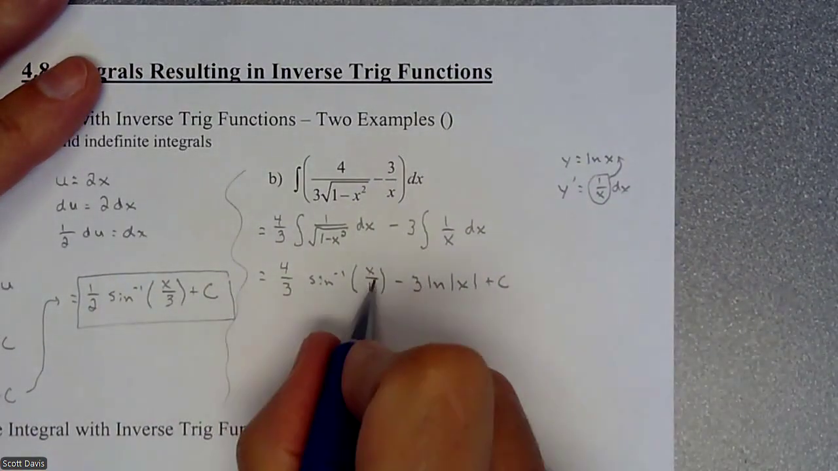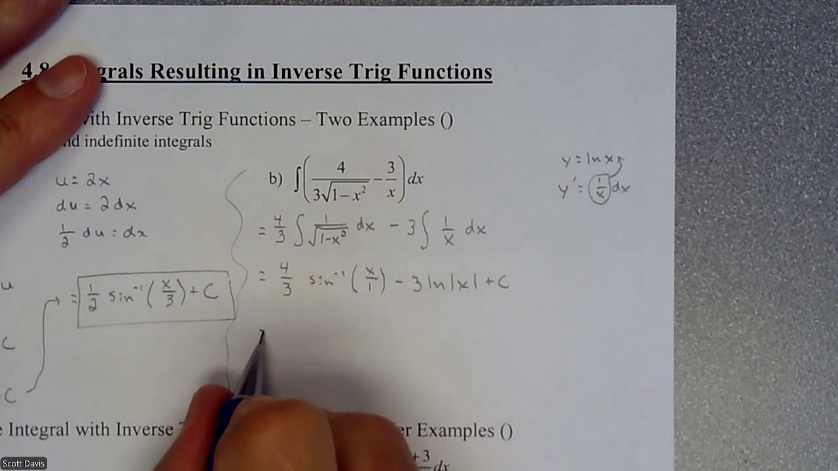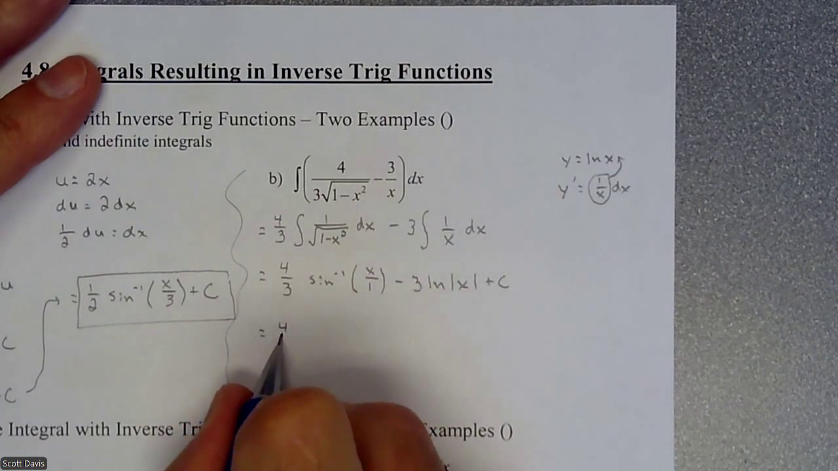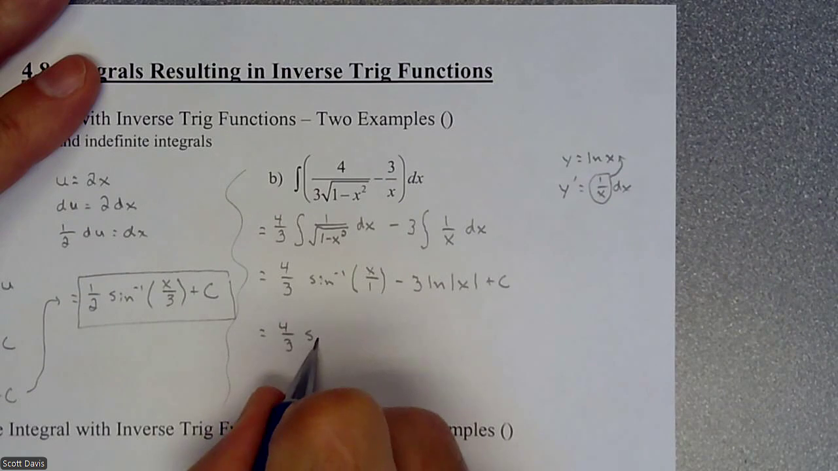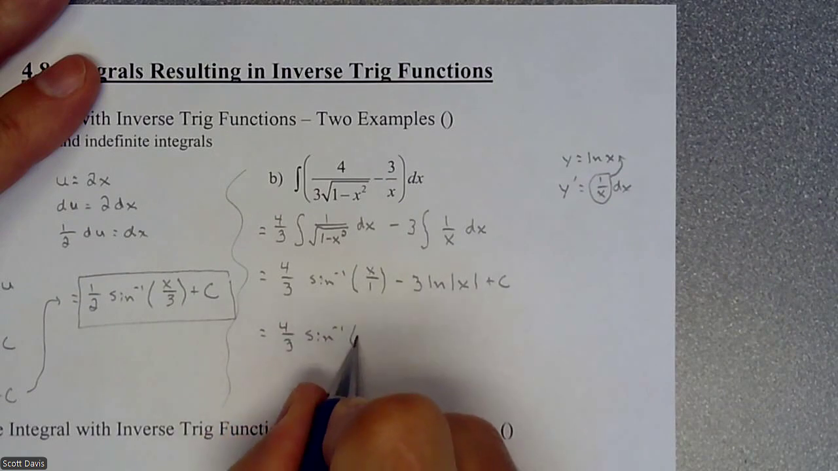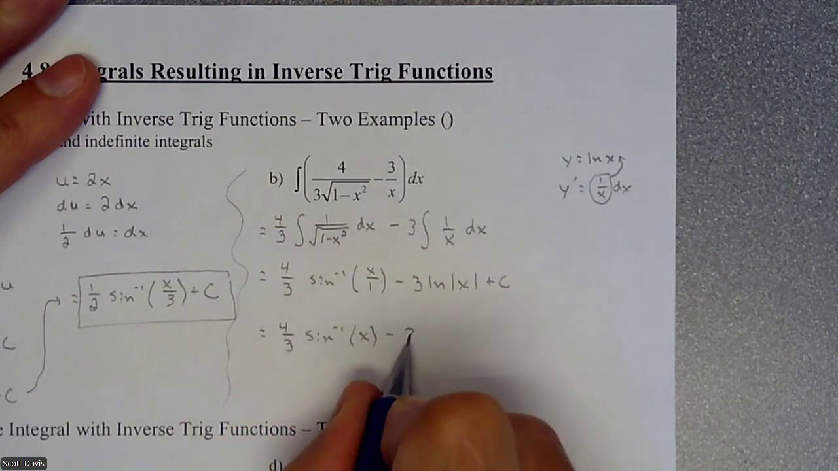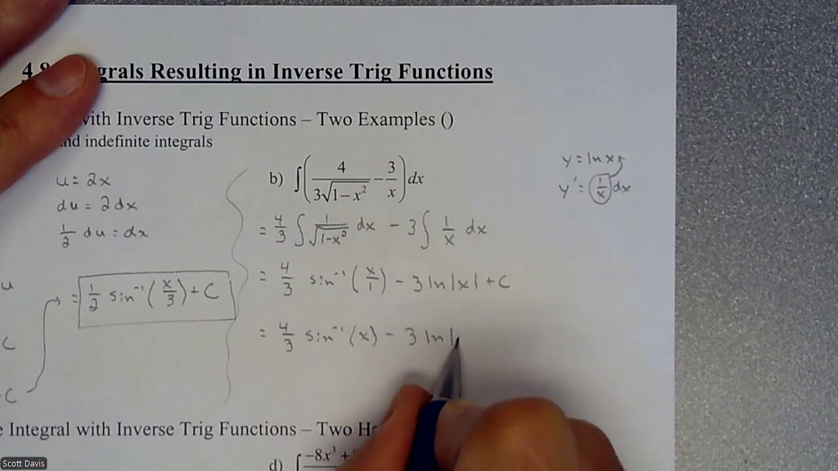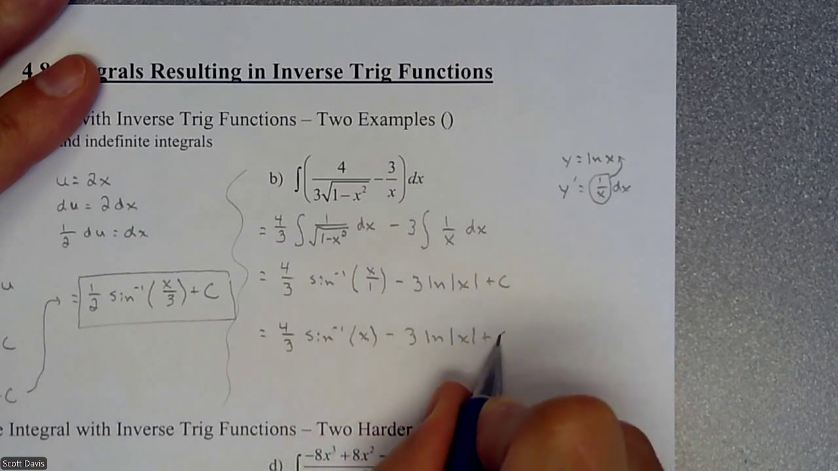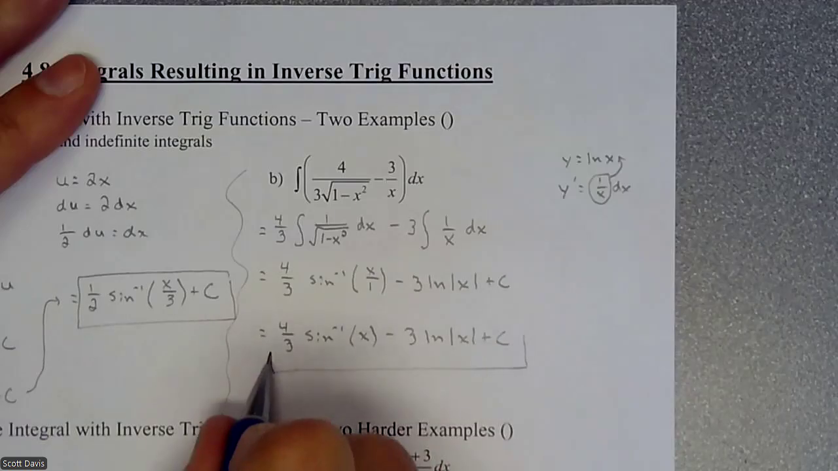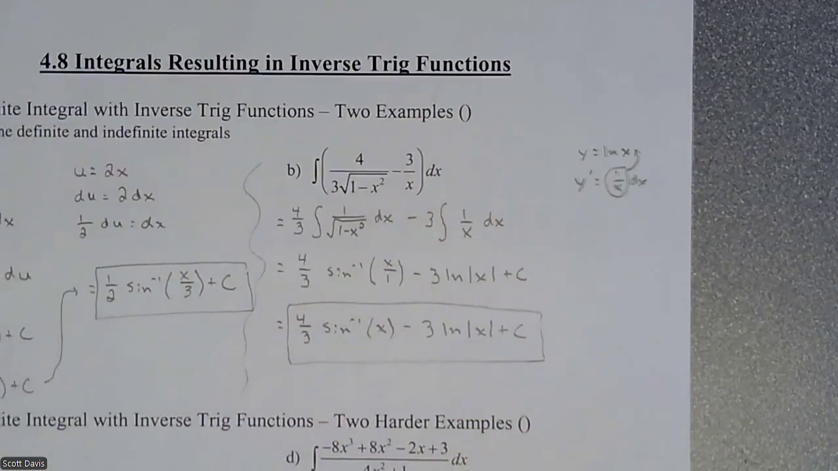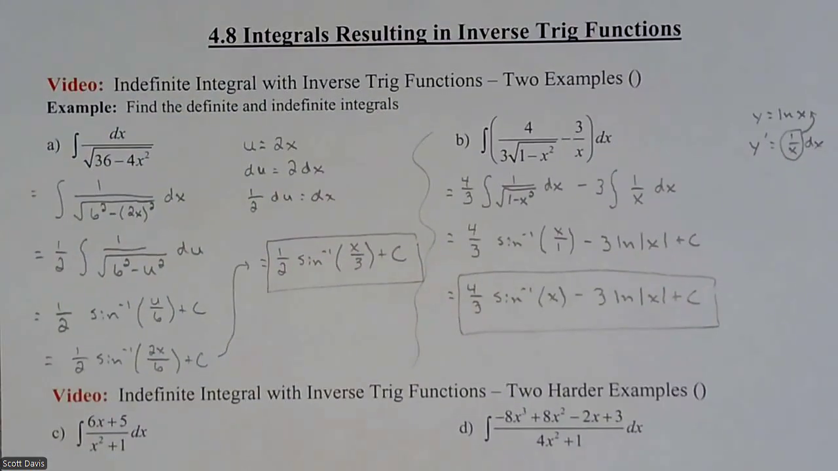One last little cleanup is, I don't really need to leave it like that. So let me write it one more time: 4/3 inverse sine of x minus 3 natural log absolute value of x plus c. All right, so that was introducing and doing a couple of inverse trig problems.